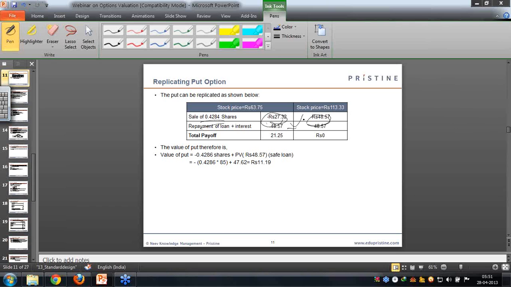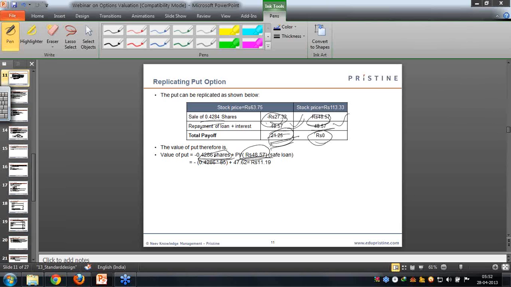Based on which we get these values, and then we try to repay the loan with interest, which is 48.57. So the ultimate payoff will be 21.25 in one case and 0 in the other case, which is exactly the same that we determined earlier on. So based on this, we can similarly find the value of put option. We subtract the shares value and we add the present value of the loan that we are giving.